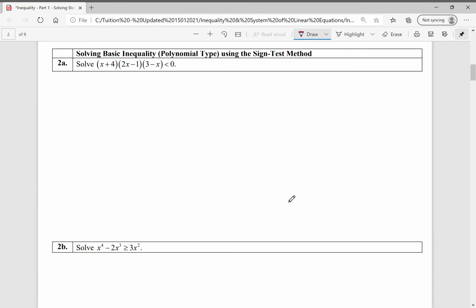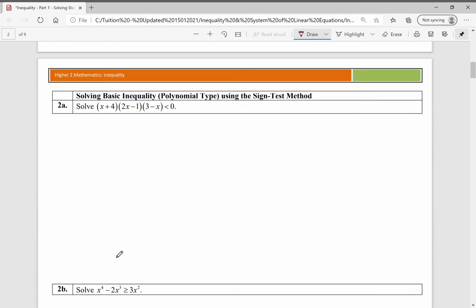So for this second part of the video, we're going to advance a bit. We're going to do something slightly tougher. We're going to try to solve for higher order polynomial inequalities. We're no longer sticking to quadratic, which is power 2. We need to learn how to solve for cubic, or even quartic, meaning a power 4, polynomial inequality. So let's get started.